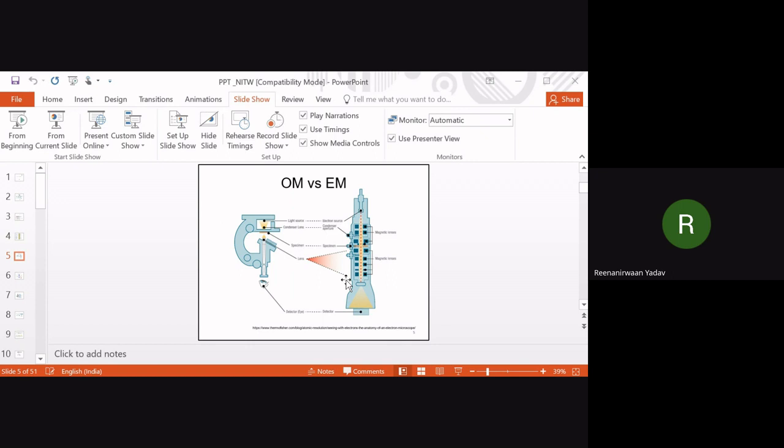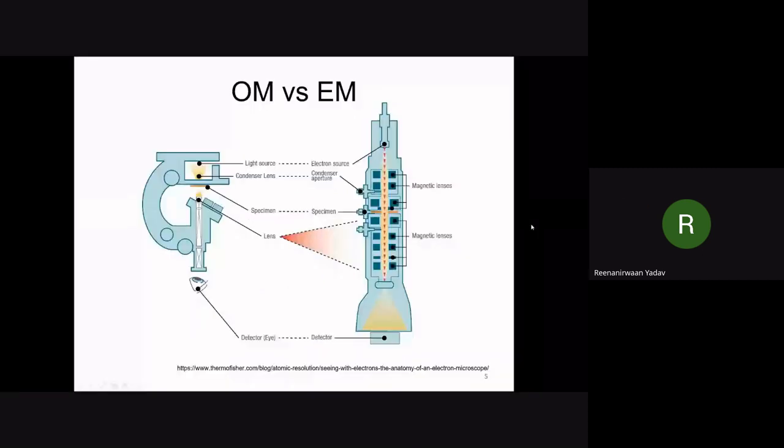So this is the basic anatomy of both the optical microscope and the electron microscope. Both are made up in a similar way but have different sources of light. In a light microscope, we use light as the source of illumination, while in an electron microscope, we use an electron beam. In a light microscope, we use glass lenses to focus our beam, while in an electron microscope, we use electromagnetic lenses.